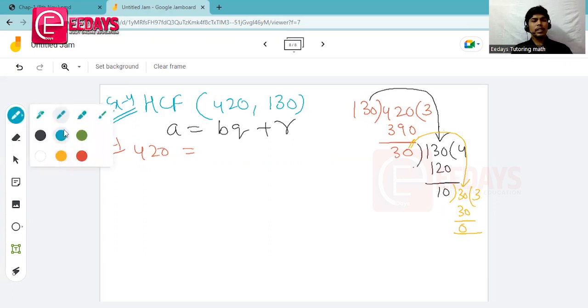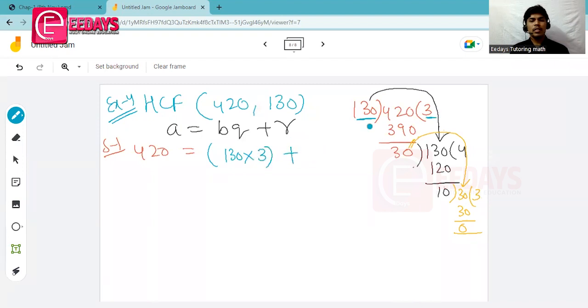We just write all the steps here. So 420, how can we write 420? Here the divisor is 130 and the quotient here is 3. And what is the remainder we got? I am writing in the Euclid division lemma method. The remainder we got is 30. So just write 30 here after doing that. Now we couldn't get the remainder 0.